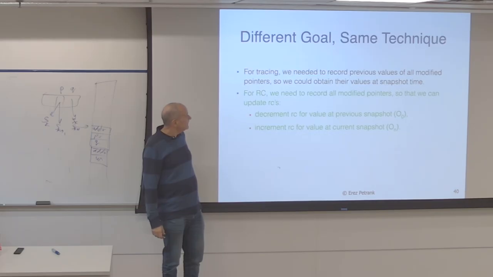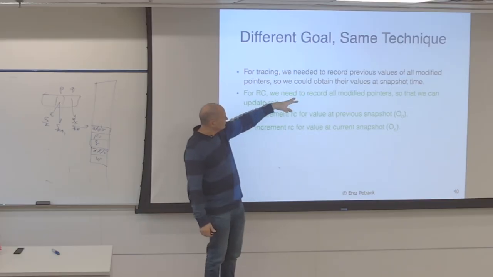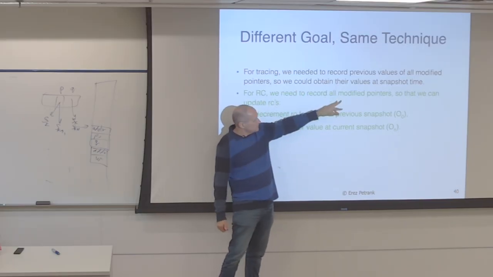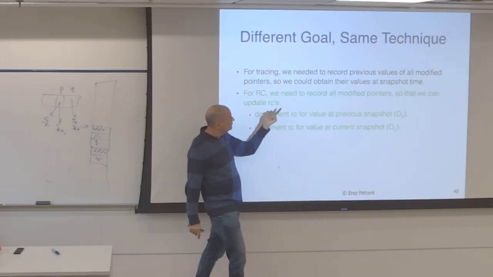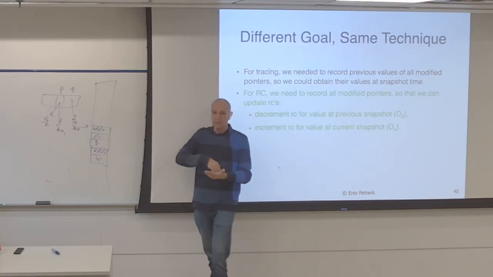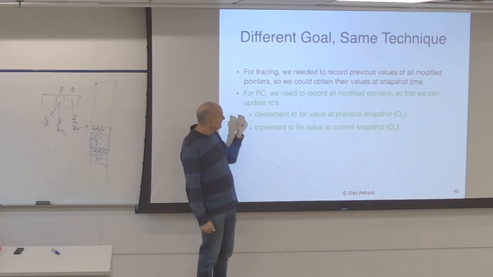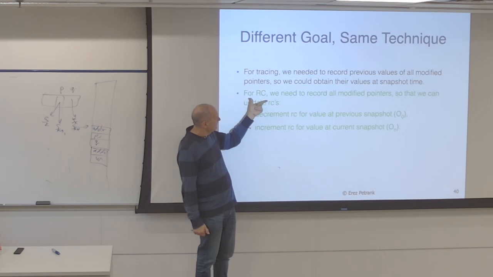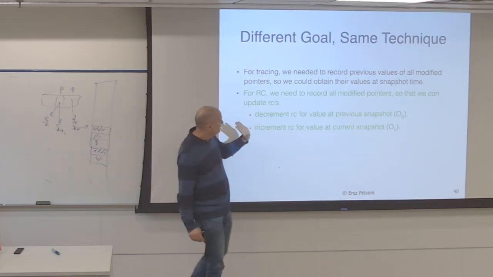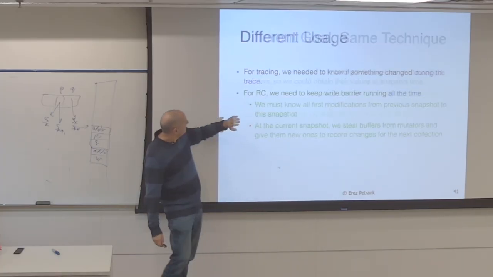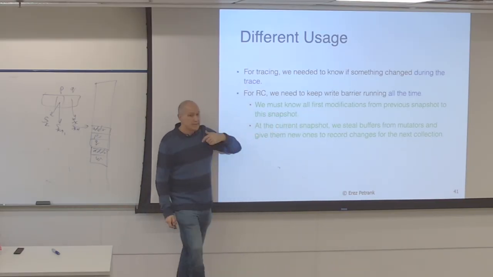So great. I have that. It's a different goal for this write barrier. For tracing, we needed to record previous values because we wanted to trace according to these values. Here, we want to record previous values so we can decrement the reference count. So it's a different goal. It's the same technique, but there is one thing that is different from when we do mark sweep. Yes, for tracing, we wanted to trace through it.